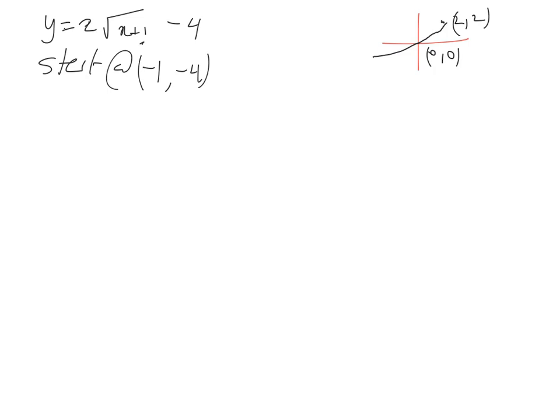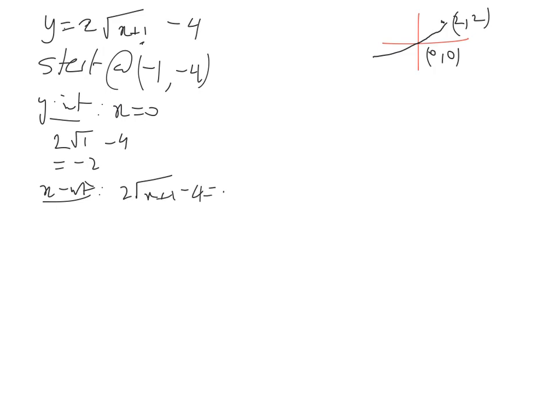Now, from there we also need to find our x and y intercepts, so we'll do our y-intercept. Let x equals 0, so we'll have 2 times the square root of 1 minus 4 equals negative 2. Then our x-intercept, we'll let y equals 0, so we'll have 2 square root of x plus 1 minus 4 equals 0.